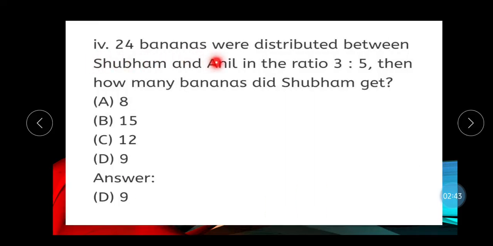Fourth one, 24 bananas were distributed between Shubham and Anil in the ratio 3 is to 5. Then, how many bananas did Shubham get? The correct option is option D, that is 9.